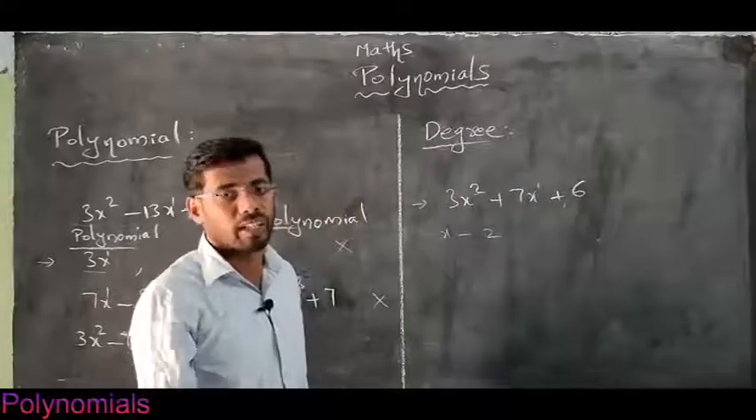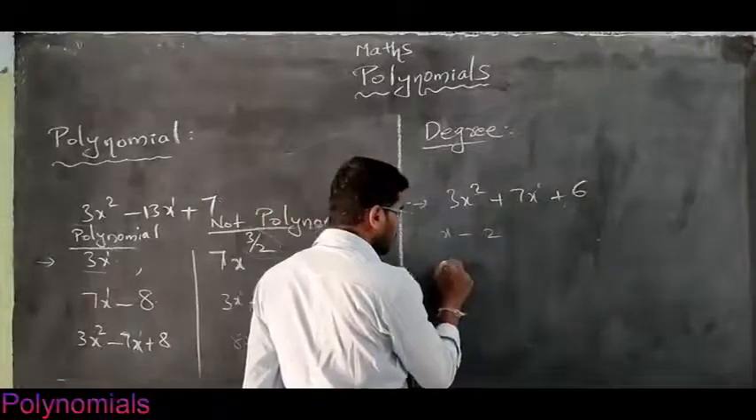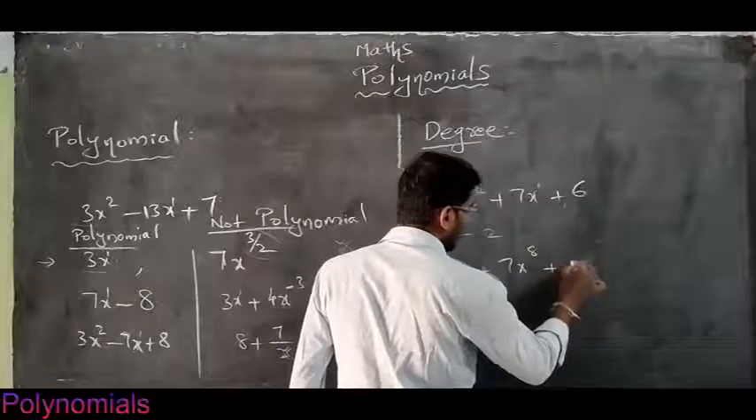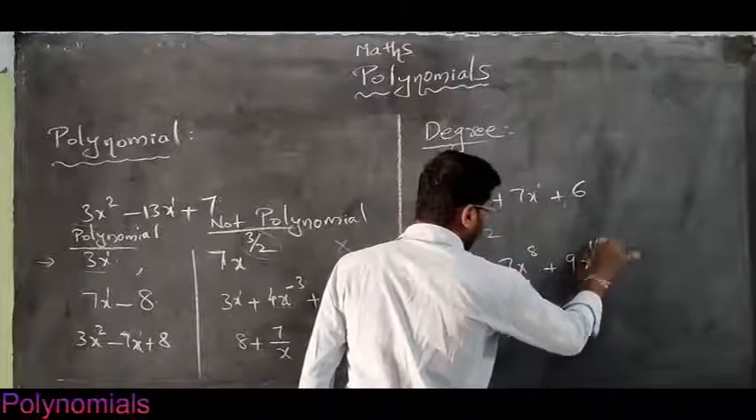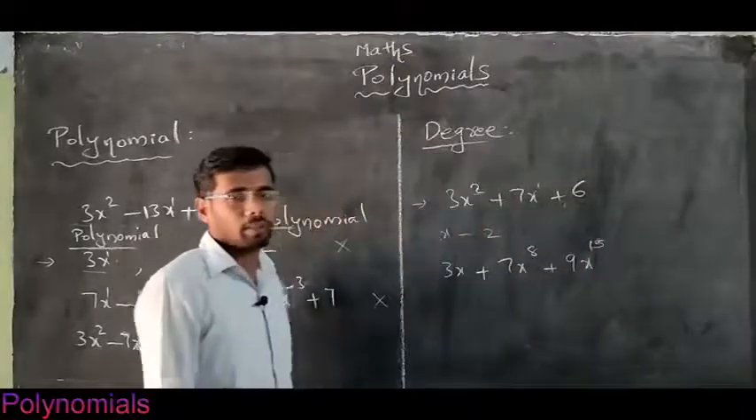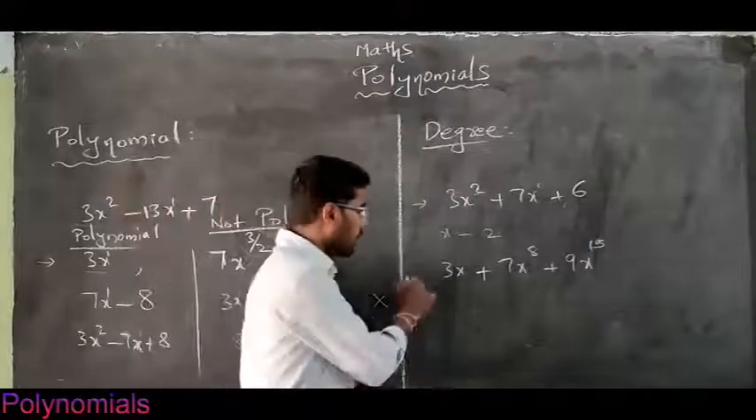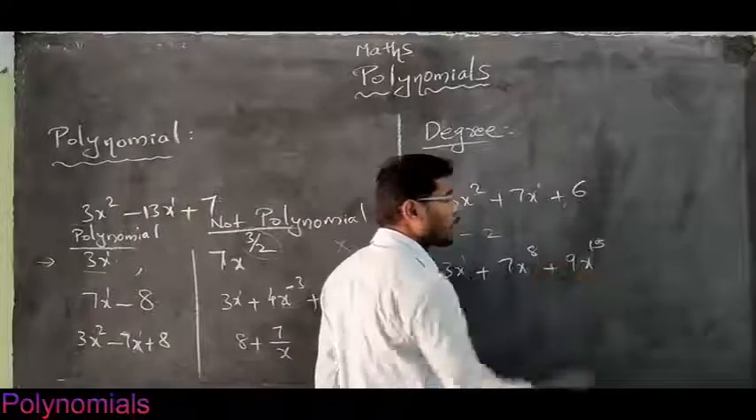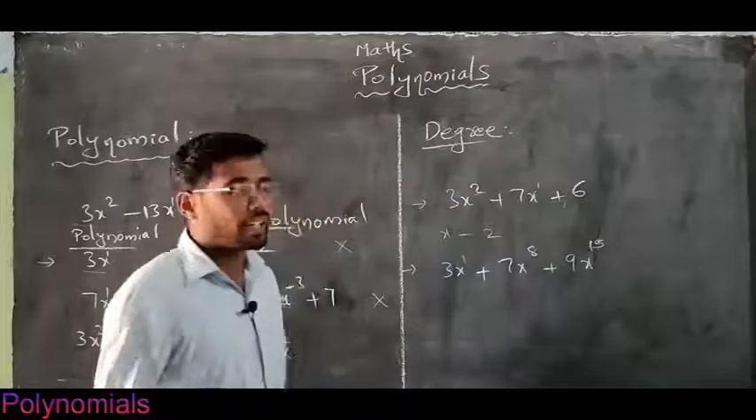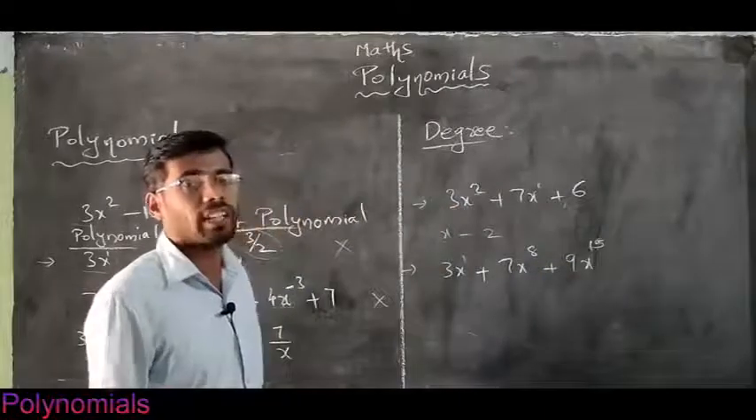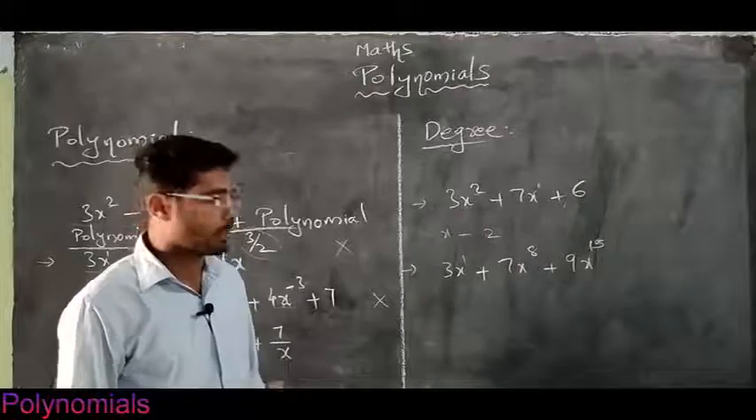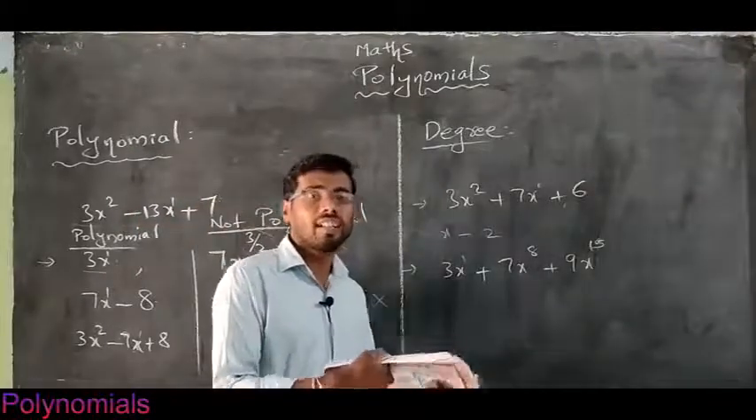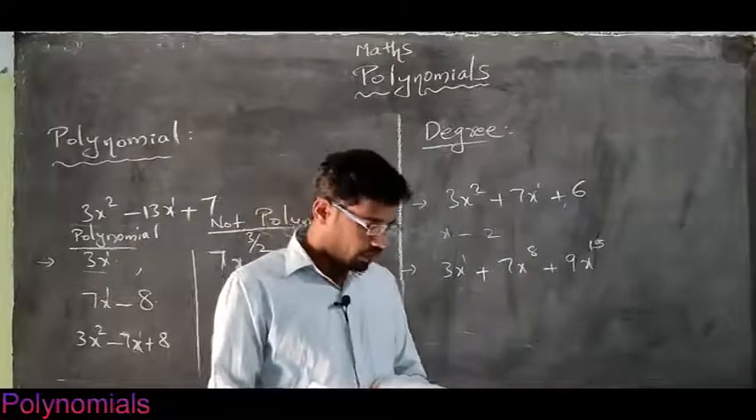Suppose I am taking another example, 3x plus 7x to the power of 8 plus 9x to the power of 15, like this I am taking one algebraic expression, a polynomial. In this, here x power is 1, here x power is 8 and here x power is 15. There the highest power is 15, so the degree of that polynomial is 15. Degree means the variable's highest power only we call the degree of the polynomial.